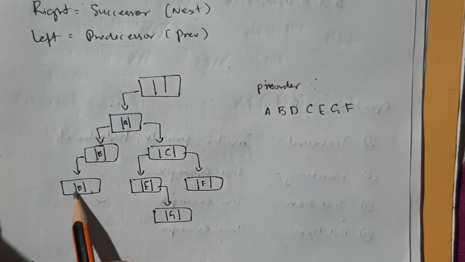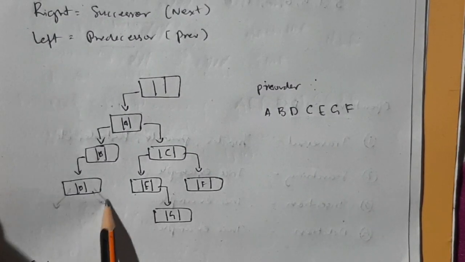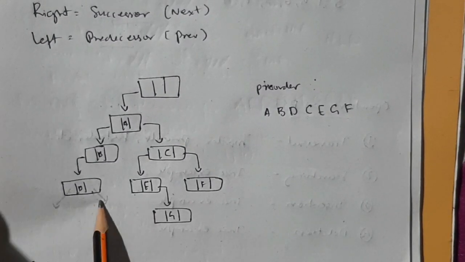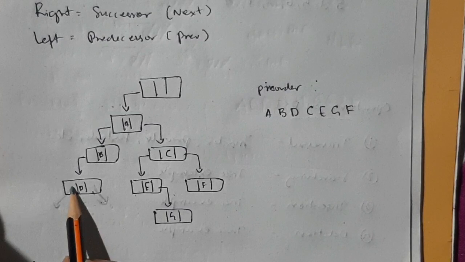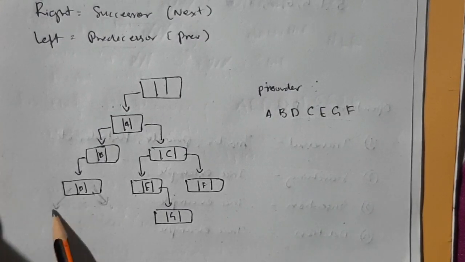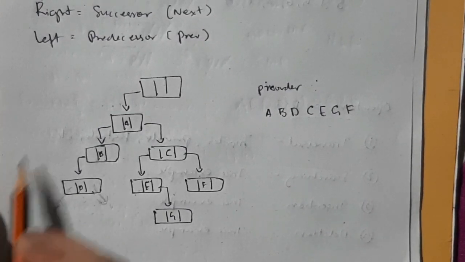Now see here, D has no link here and it has no link here, so predecessor you have to find and successor you have to find. Right means successor, left means predecessor. Now what does predecessor mean? It should point to the previous node.